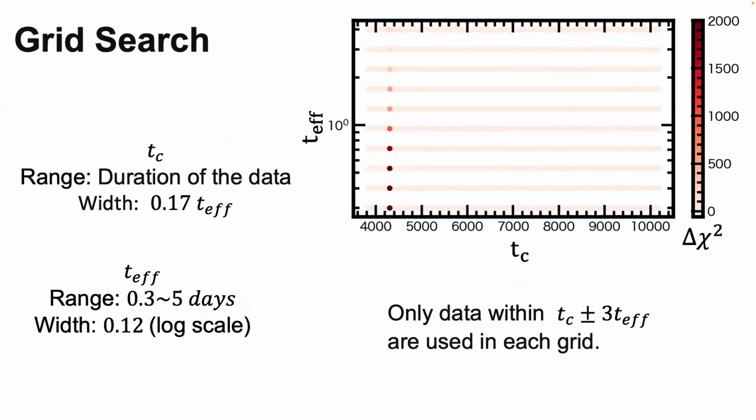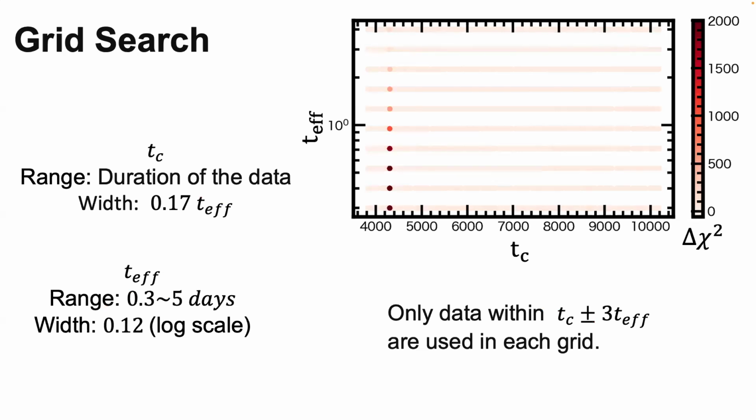To identify the anomalies, we perform a grid search over TC and T effective. The TC grid ranges over the duration of the data, and the width of the TC grid is 0.17 times T effective. For the T effective, the range is 0.3 to 5 days, and the grid width is 0.12 in the log scale. For the delta chi-square calculation, we only use the data within TC plus or minus 3 times T effective.